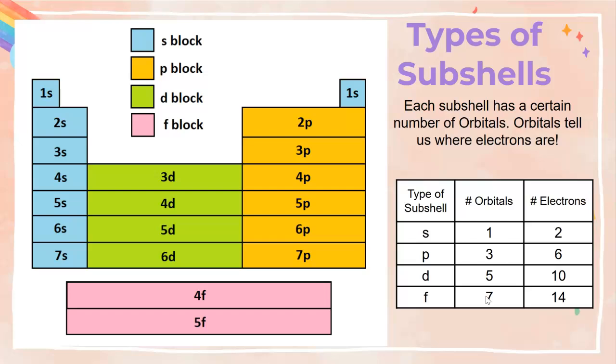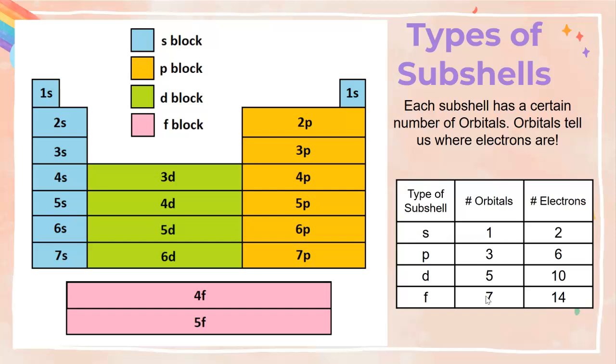It's the first 2 columns on the periodic table, and it has 1 orbital and can hold a maximum of 2 electrons. Next, you have the P subshell, which is that right side of the periodic table, shown in yellow. It has 3 orbitals and can hold a maximum of 6 electrons.